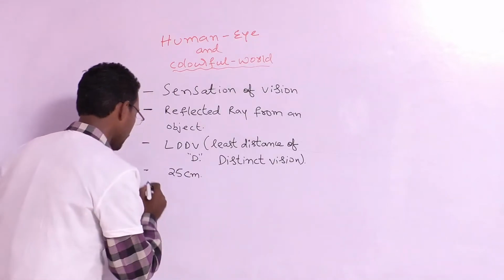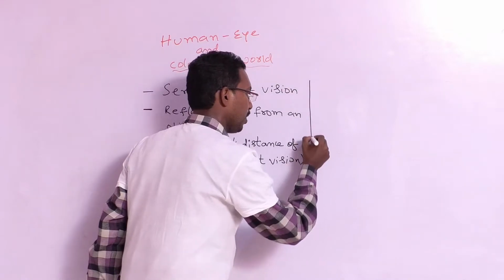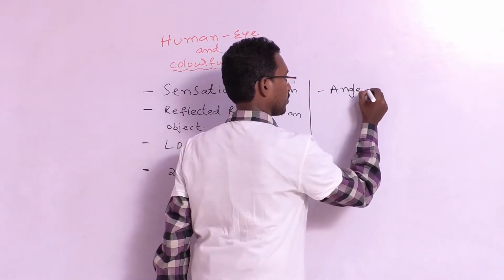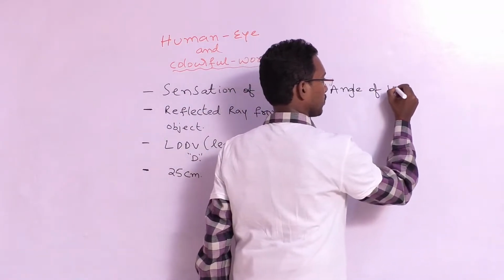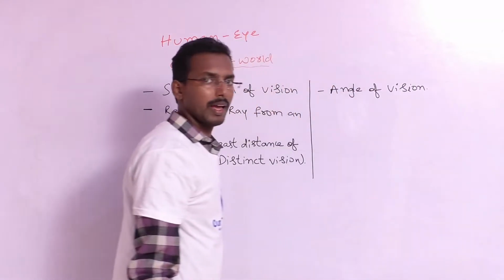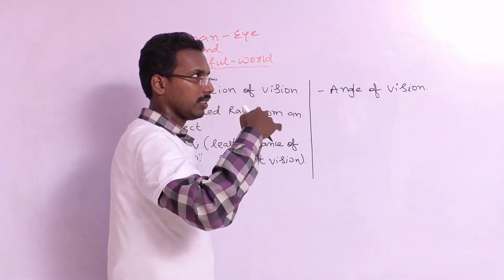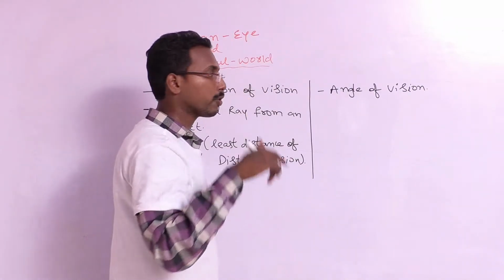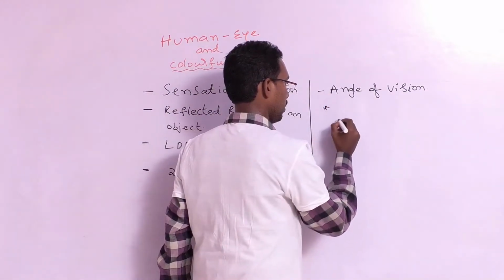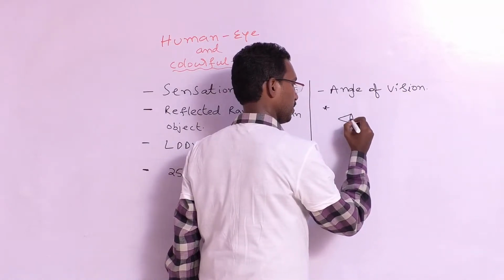Then the next topic is angle of vision. What is meant by angle of vision? It is simply the angle up to which a human eye can clearly see an object. In this topic we will deal with how a human eye is able to see.